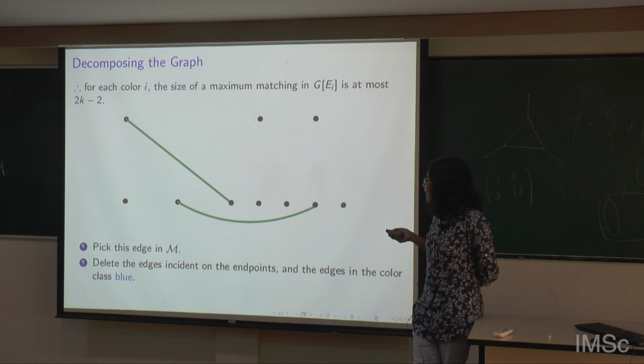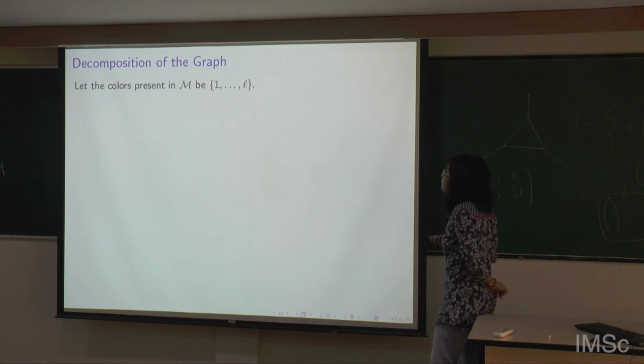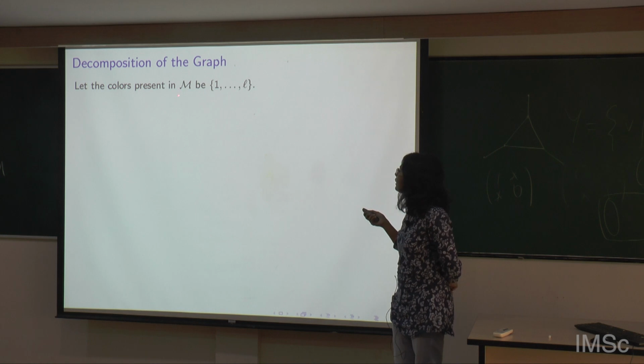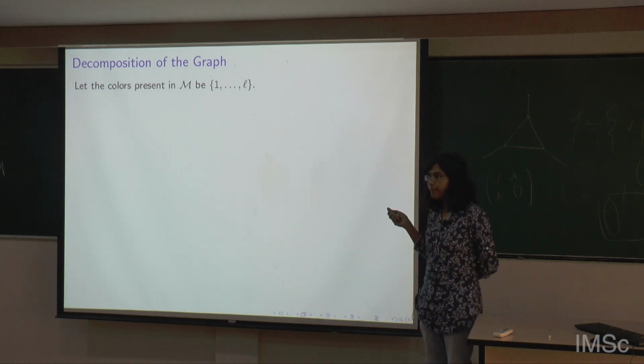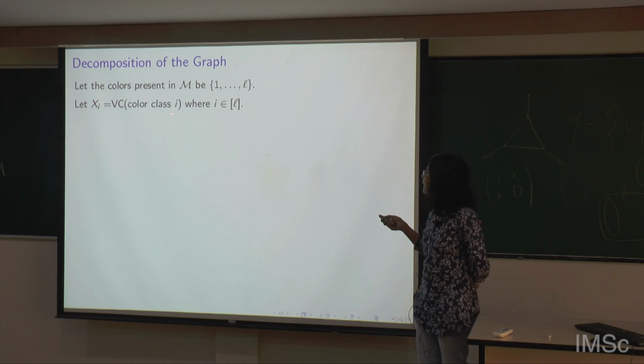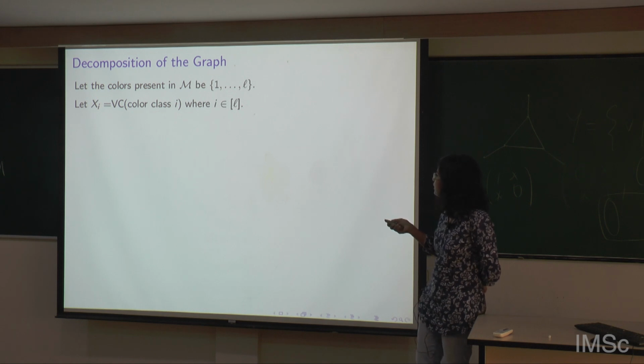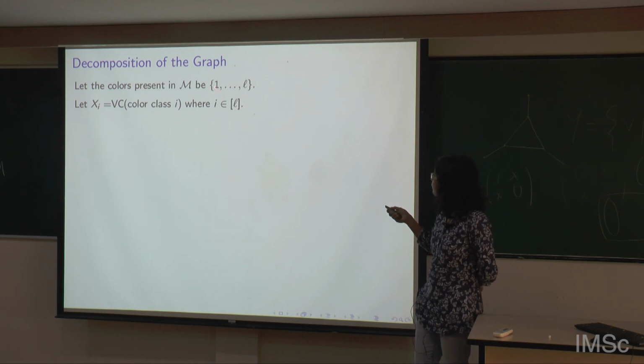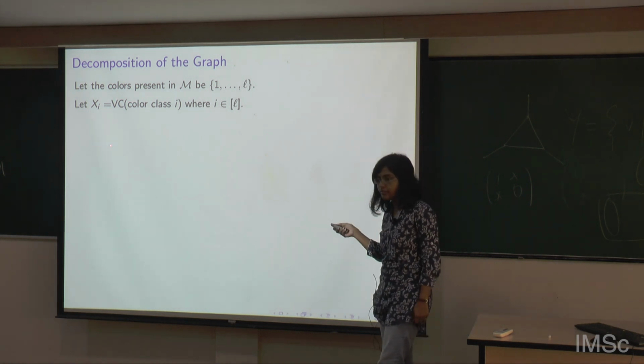Okay, so the graph will not look the same, just that my figure has fewer edges. So we keep on doing this as long as we have edges left, and that gives me a matching M. Now see what I have achieved by doing this. Let's say the colors present in M are 1 to L, and let's say the vertex covers of those color classes are denoted by Xi.